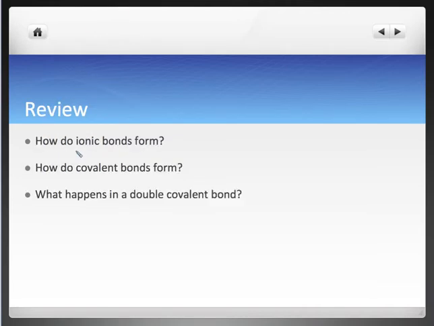Really quick, how do ionic bonds form? This is the last little section. How do covalent bonds form, and what happens in a double covalent bond? Answer those, and then we will continue on with the rest of this little unit.